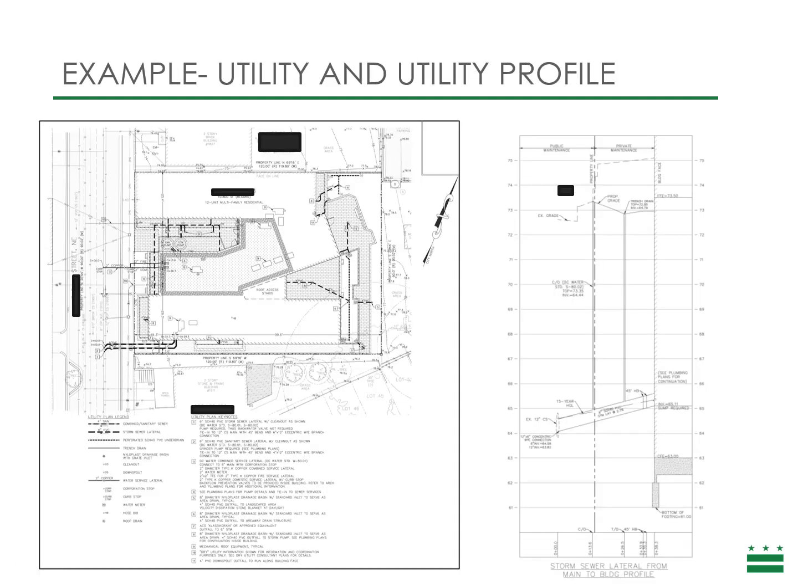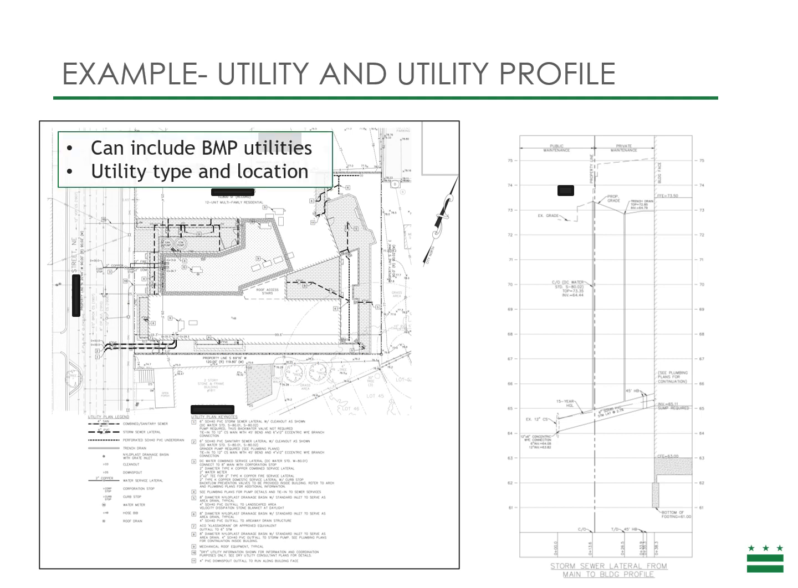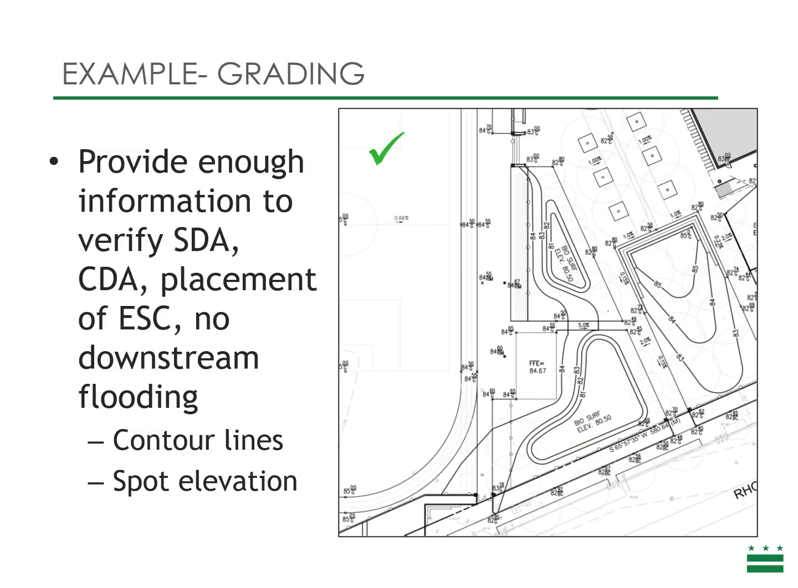The next sheet is utility and utility profiles. A lot of times the utility sheet and the profile sheets are on different sheets, which is fine. So in the utility profile, you can include the BMP utilities on their sheet if you would like. It can help the plan reviewers, but if it's a very complex utility sheet, it might not be super clear. And then on the utility sheet, we should be able to differentiate the different utility types and the locations of the different utilities. For the utility profile, there should be the 15-year hydraulic grade line for all the stormwater pipes connected to BMPs.